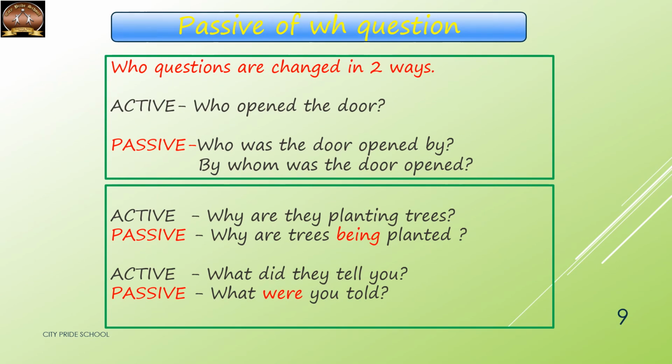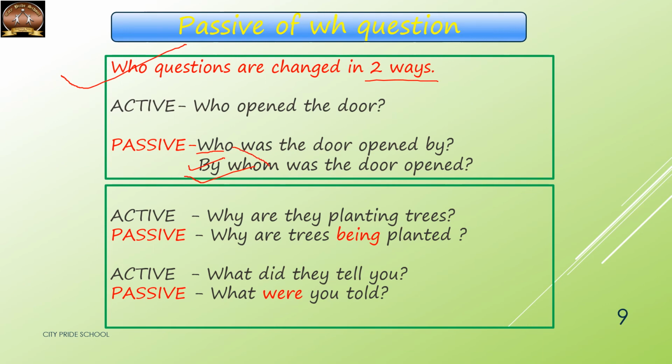Now after yes-no type of questions, we should also know the passive of WH questions, right? Who is a special case. A special treatment is required for who. Who questions can be changed in two ways. Who opened the door? So the first choice is who was the door opened by? And the second is by whom was the door opened? So if we begin the passive sentence with by, then who will change to whom.